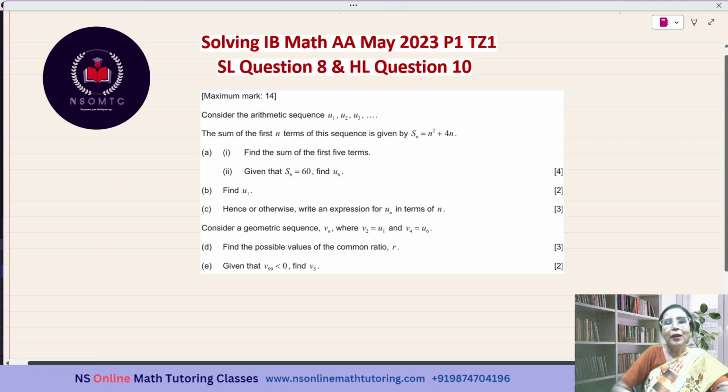Hello students, we are solving the IB Math AHL past paper questions, and currently we are solving the IB Math AHL May 2023 paper 1 time zone 1 past paper. Today we will be solving question number 10 of this paper. Actually this is a question common for both the SL and the HL students. For the SL students it is question number 8 and for the HL students it is question number 10.